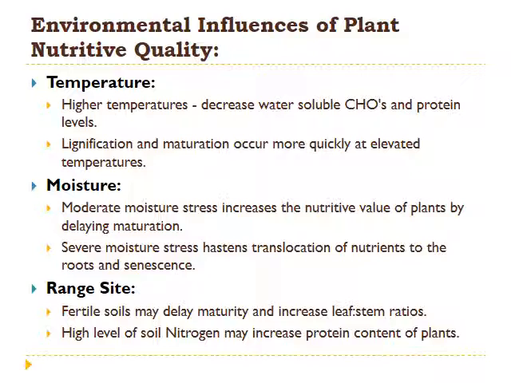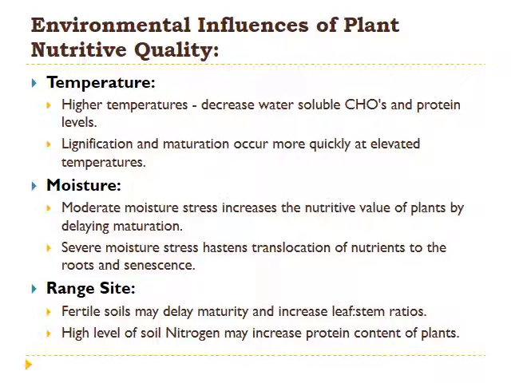On the other hand, if you have a year where there's really severe moisture stress, a really hot, dry summer, then that has the opposite effect on plants. It hastens translocation of nutrients to the roots, and it really speeds up senescence. So the plant goes dormant and just really doesn't have the nutritive value. So the effect of moisture on quality of plants really varies depending on how bad the summer is or how bad the growing season is.